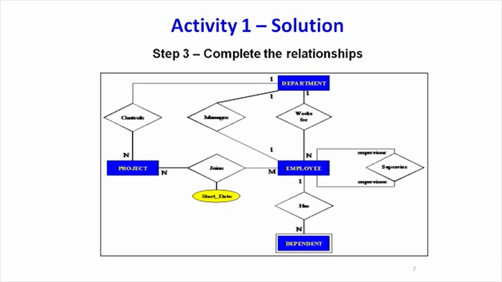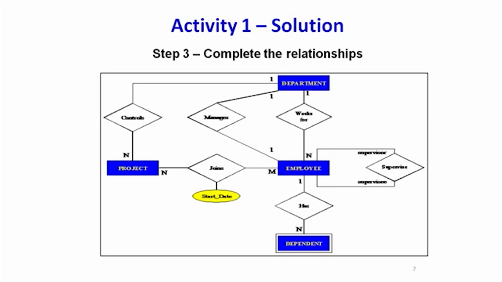Now, step 3. This is a complete ER diagram. As you can see, one department controls one or more projects. The relationships are in a diamond, and every relationship uses a verb, an action verb.